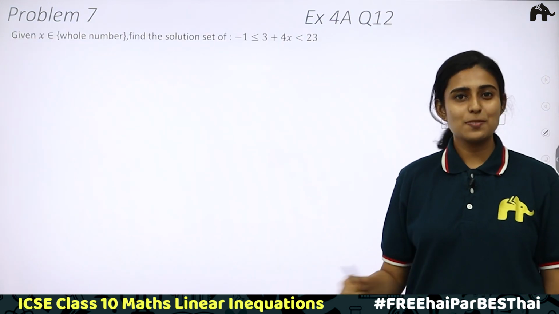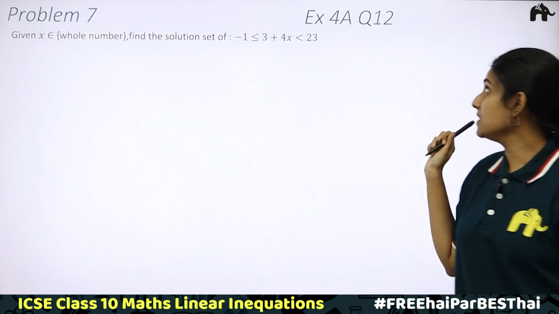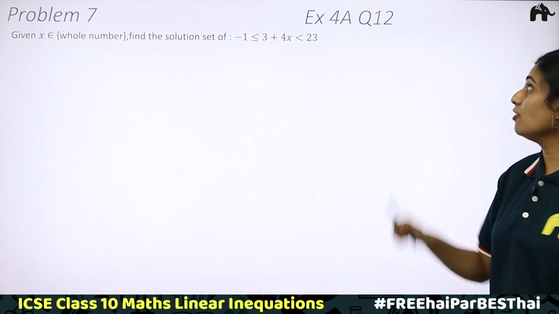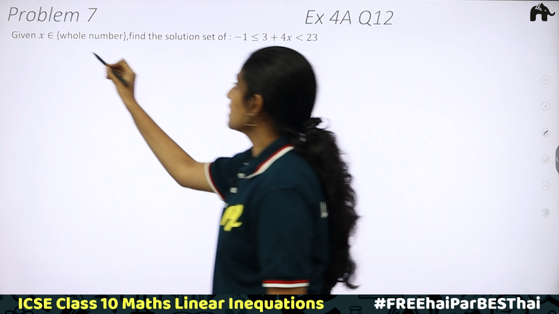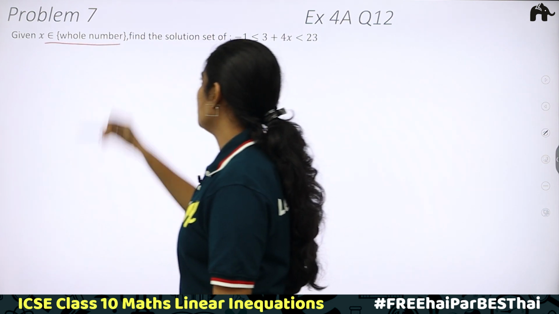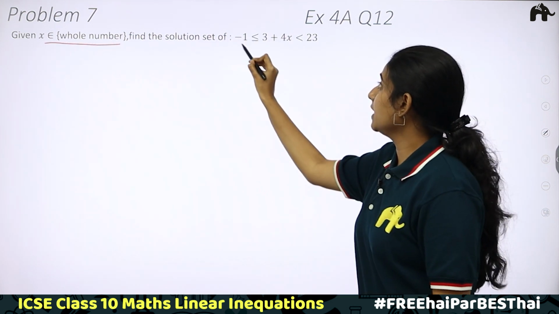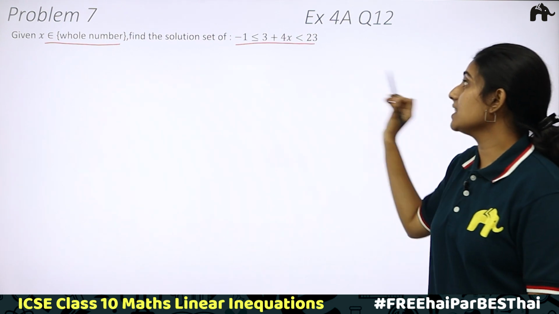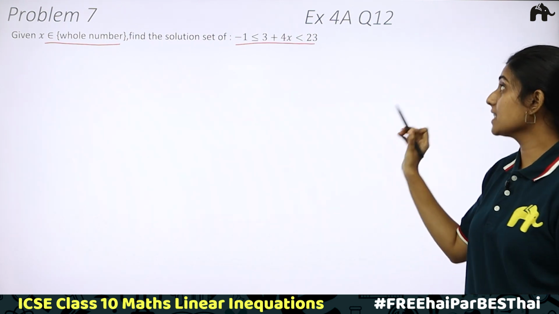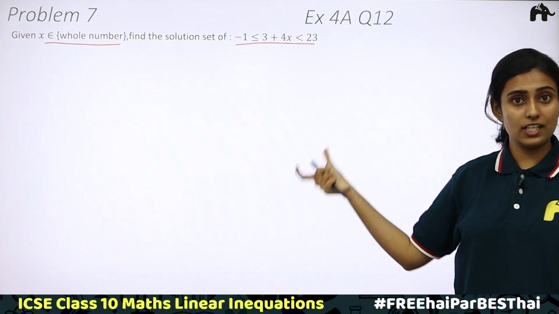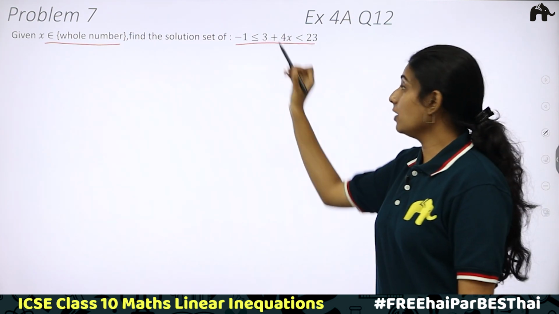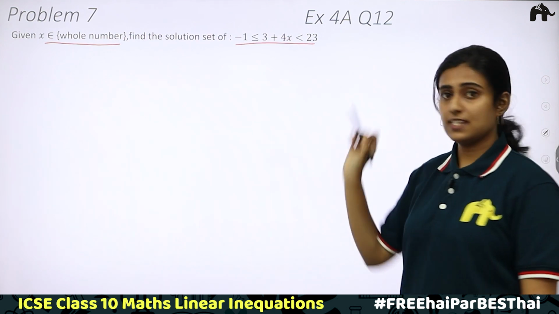Okay, here is our last problem for today. Problem 7. Question number 12 of exercise 4A. Given x belongs to whole numbers, find the solution set of minus 1 less than or equal to 3 plus 4x less than 23. Here we have two inequalities. Less than or equal to, less than.